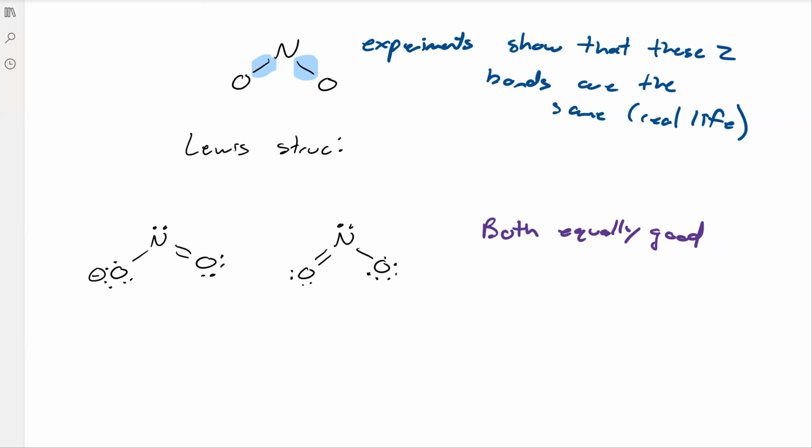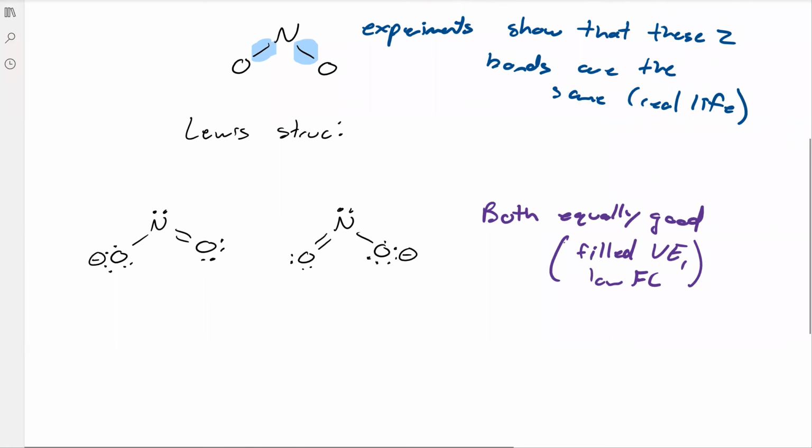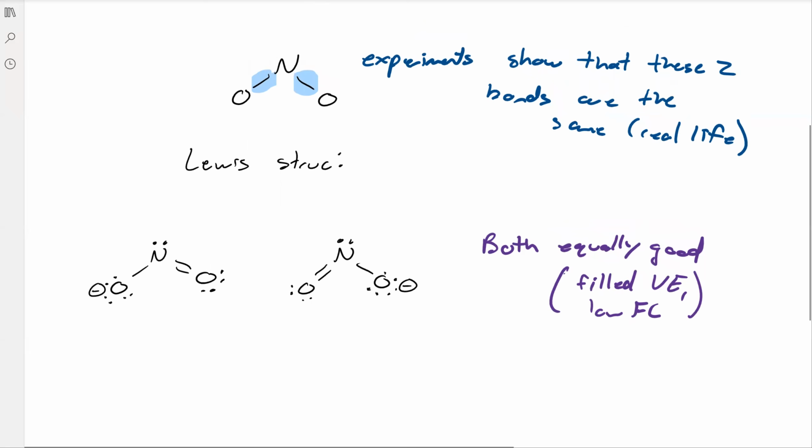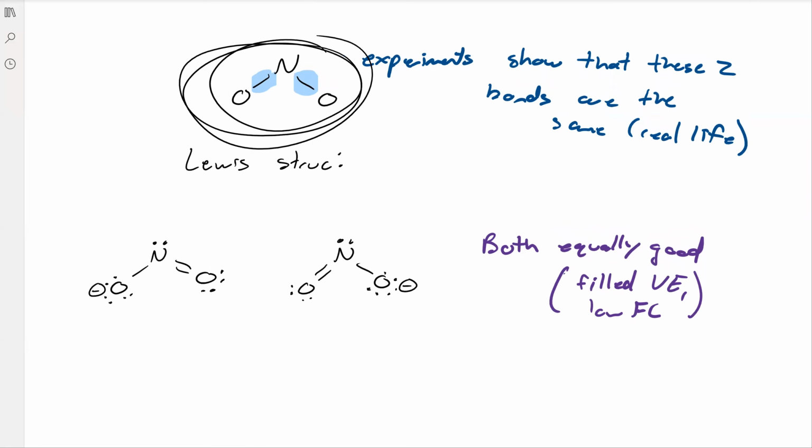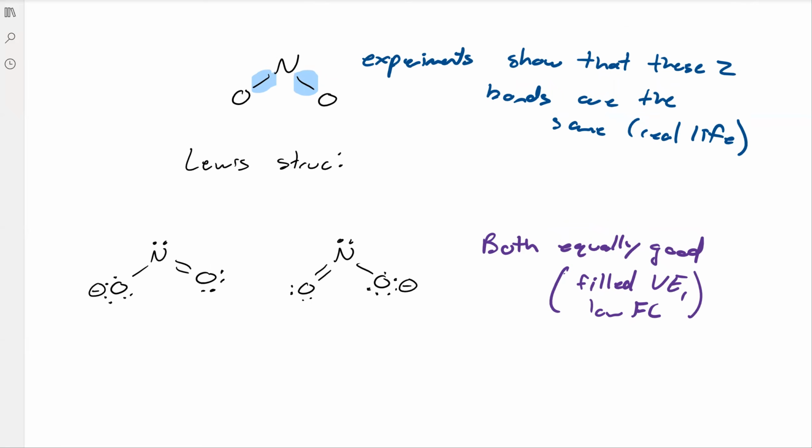Forgot to add this formal charge here. Right, they're both equally good. All of these atoms have a filled valence shell, so they have the filled valence electrons, and they have as low a formal charge as possible. You can't get the formal charge any lower. So what does the real molecule look like? Well, experimentally, we've shown that these two bonds are exactly the same.